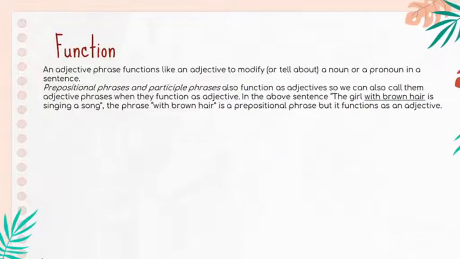An adjective phrase functions like an adjective to modify or tell about a noun or a pronoun in a sentence. Prepositional phrases and participle phrases also function as adjectives, so we can also call them adjective phrases when they function as adjectives. In the above sentence, the girl with brown hair is singing a song. The phrase with brown hair is a prepositional phrase, but it functions as an adjective.